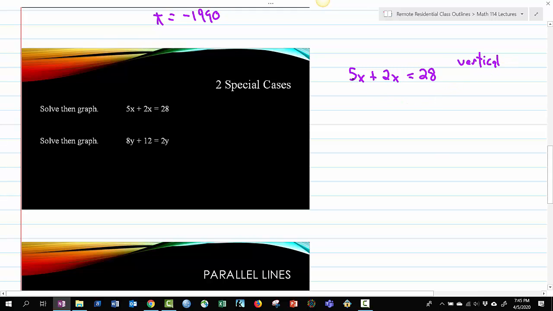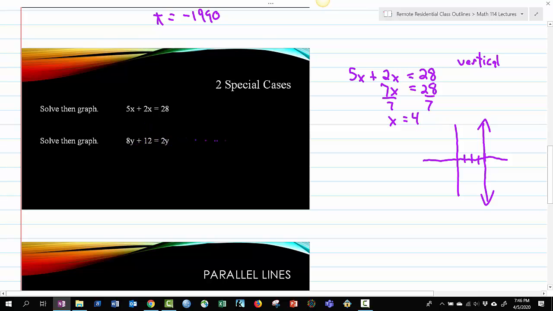So let's go ahead and solve for it. 5x plus 2x is 7x equals 28. Divide both sides by 7. x equals 4. If you were to graph this, it's a vertical line. x equals 1, 2, 3, 4. It's a vertical line right at x equals 4.